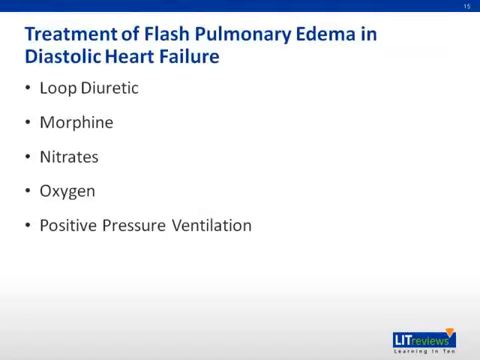Treatment of flash pulmonary edema can be remembered by the mnemonic LMNOP. A loop diuretic will help to diurese the excess fluid. Morphine calms breathing and provides a vasodilatory effect, while nitrates reduce preload and improve coronary blood flow. Oxygen administration and positive pressure ventilation, often with CPAP or BiPAP, helps to recruit alveoli, reduce the work of breathing, and provides additional hemodynamic benefits that promote the resolution of acute pulmonary edema.